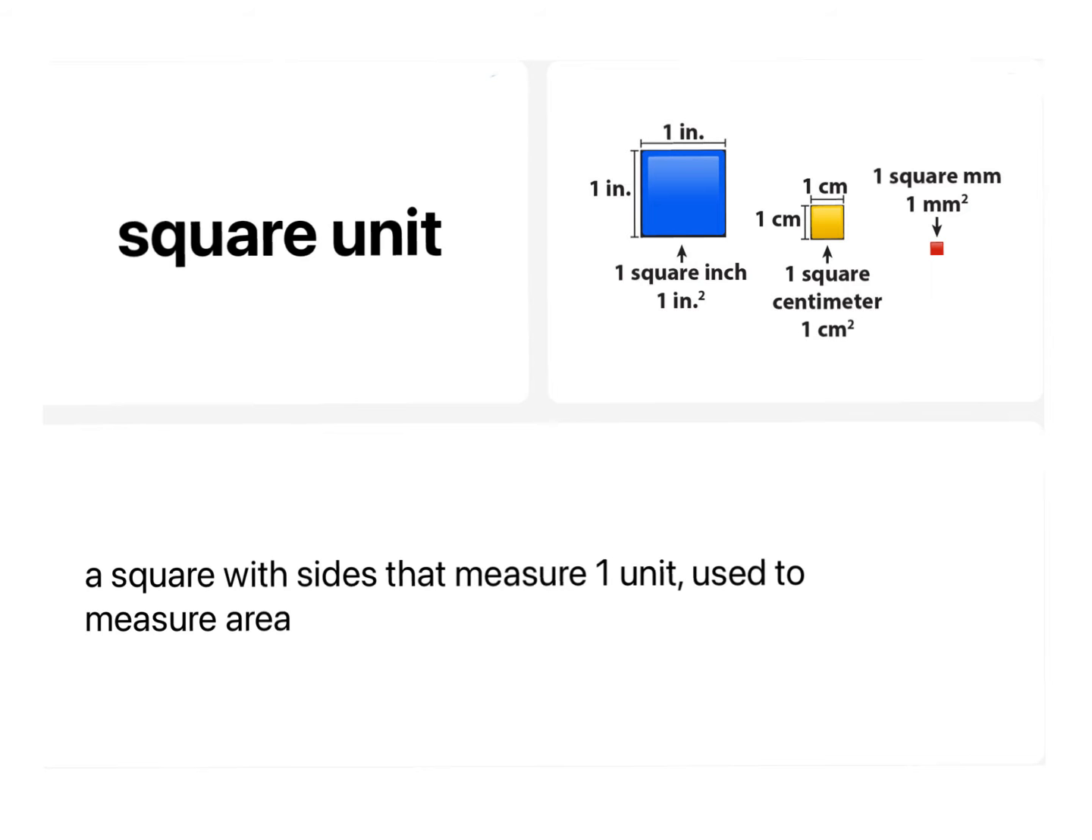The first one is square unit. A square unit is a square with sides that measure 1 unit, and they're used to measure area. So if you look at our example, you can see that the first square I have is 1 inch by 1 inch, so it's 1 inch squared. The next example is 1 centimeter by 1 centimeter, so it's 1 centimeter squared. And the last one is 1 millimeter by 1 millimeter, which would make it 1 millimeter squared.